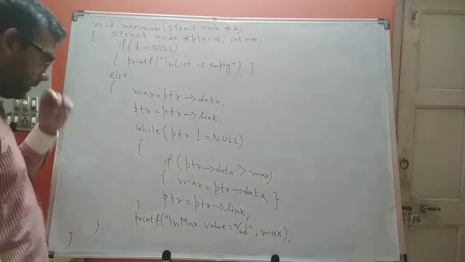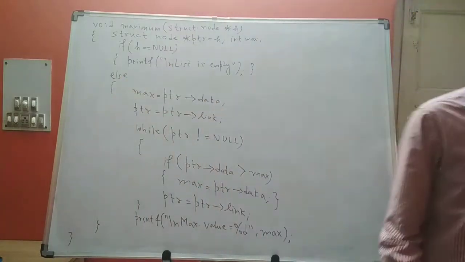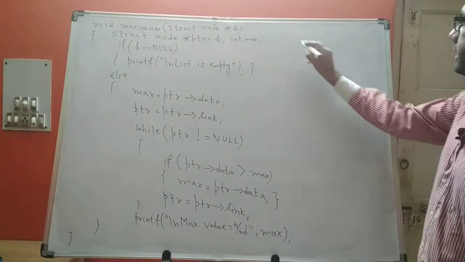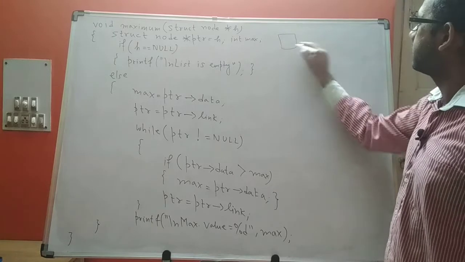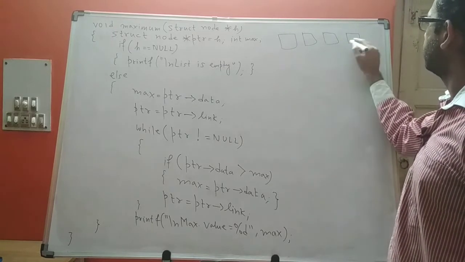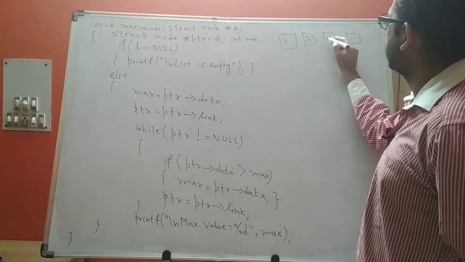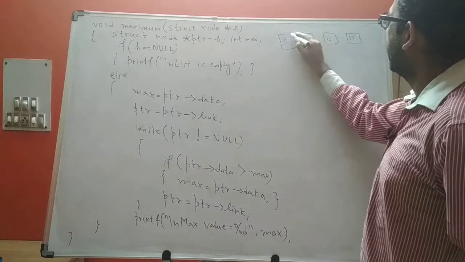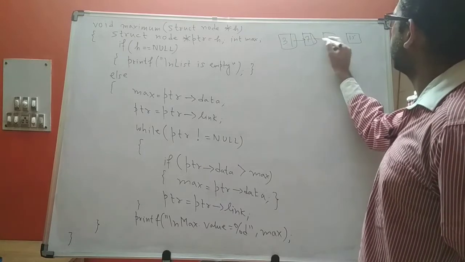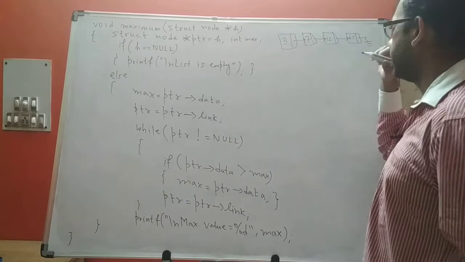Now I'll not stop here. I'll do a dry run. Let's say I have a linked list containing 4 nodes. This node contains 3, this contains 7, this contains 12, this contains 15. I'm not showing the addresses now. I just want a quick dry run, so this will be really fast.